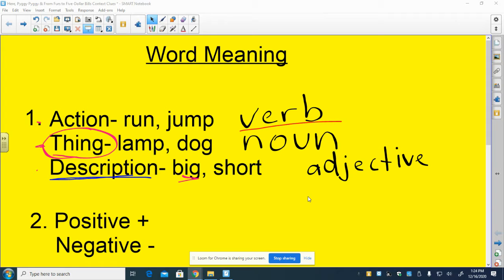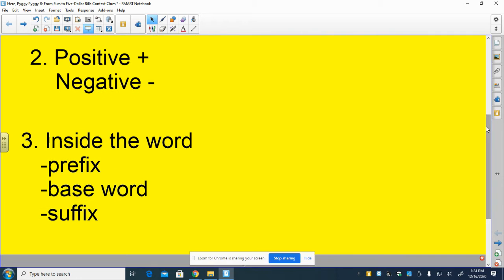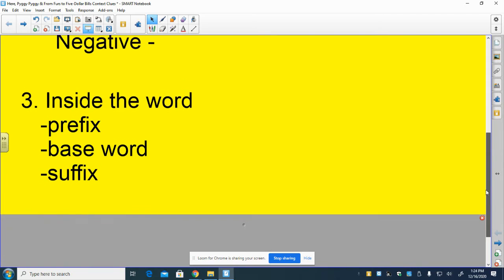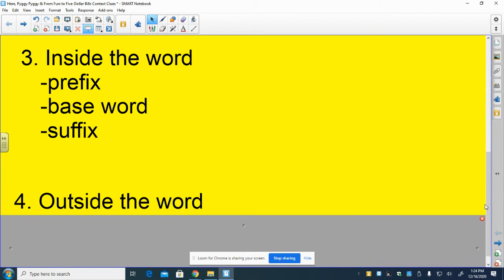will work together. So step one, figure out if that unknown word is an action, a thing, or a description. Step two, figure out if that word is positive or negative. Step three, look inside of that word to see if there's anything that you recognize. Is there a prefix, a base word, or a suffix that you know the meaning of? And step three is inside the word. So step four is to look outside of the word.